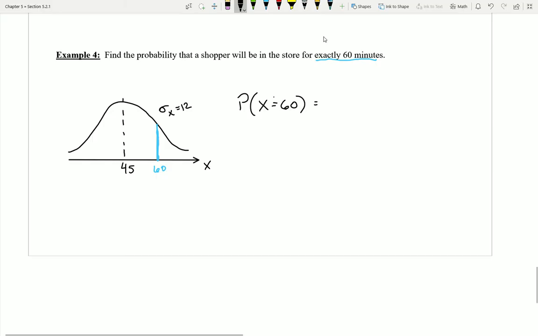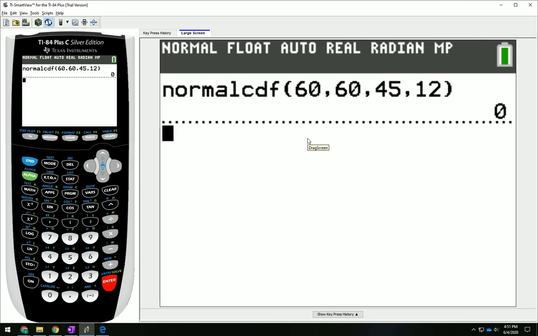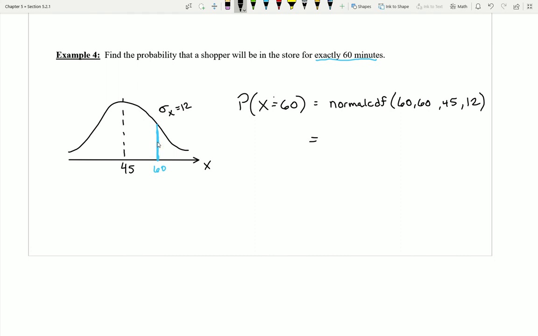I'm going to go ahead and jot that down here first before I see what the calculator tells me. So I'm going to get normalCDF, start at 60, stop at 60, 45 and 12. And then I'll see exactly what the calculator gives me. This value here is exactly 0. Notice I don't really have any area shaded here because there's no kind of horizontal dimension that we're working with here. I have a vertical portion, but I'm not covering any sort of a width. What that means is that the chances that a person is in the store for exactly 60 minutes is 0. It's not roughly 0. It's not close to 0.